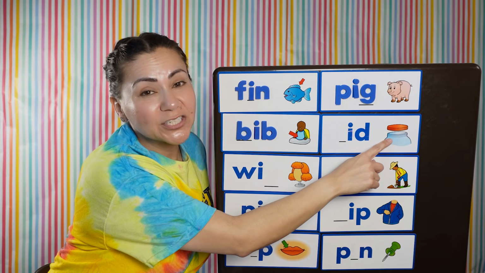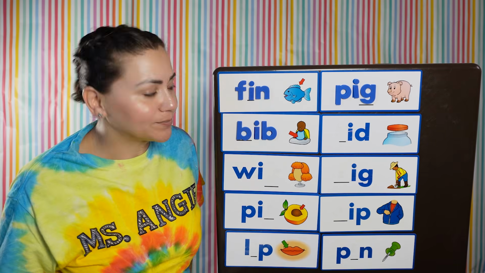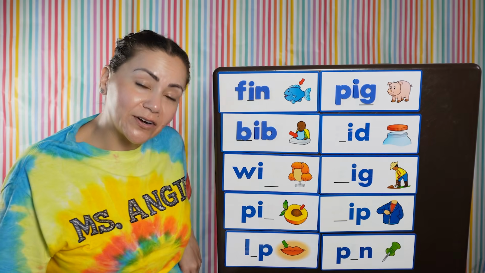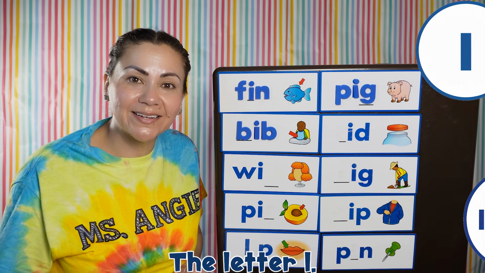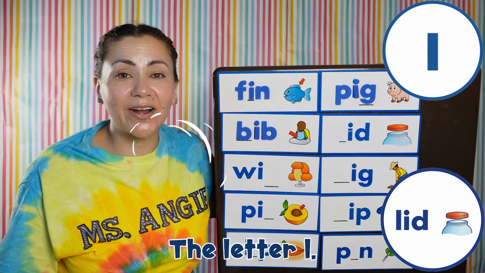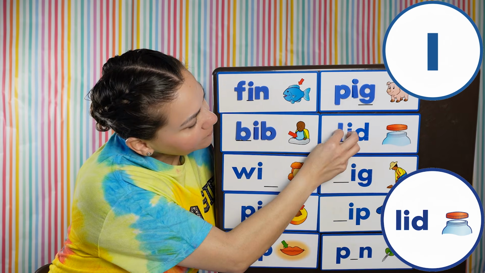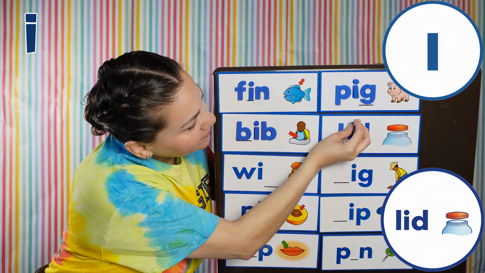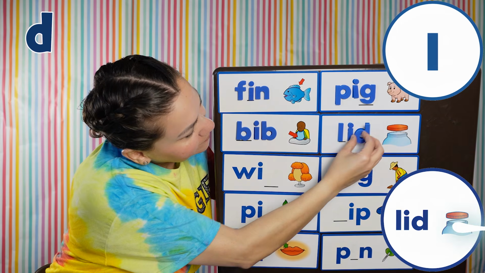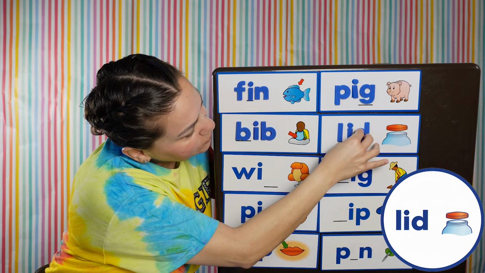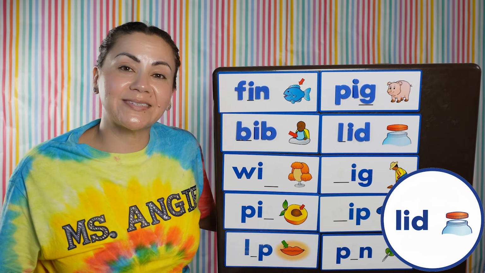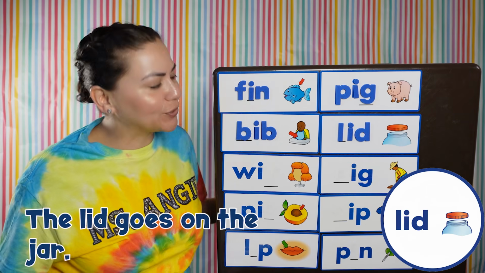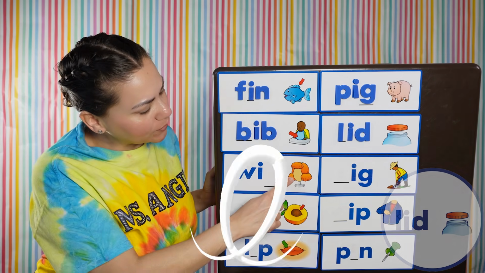Let's keep going. Here we have a picture of a lid, but it's missing a letter here at the beginning. Which letter is missing on the word lid? The letter L. That's right, the letter L. Let's spell it out. Lid is spelled L-I-D. Now let's make a sentence with the word lid. Can you say, the lid goes on the jar? The lid goes on the jar. Good job.